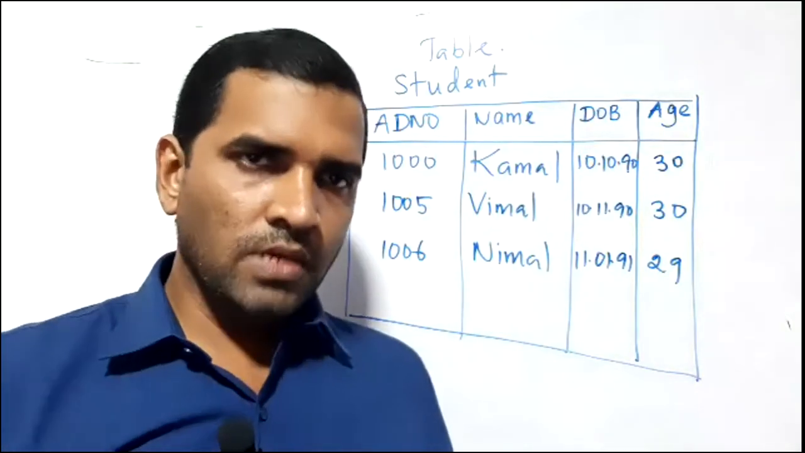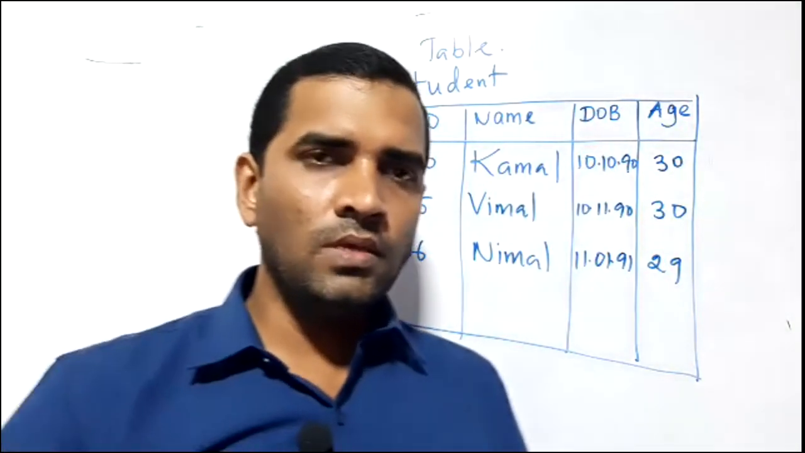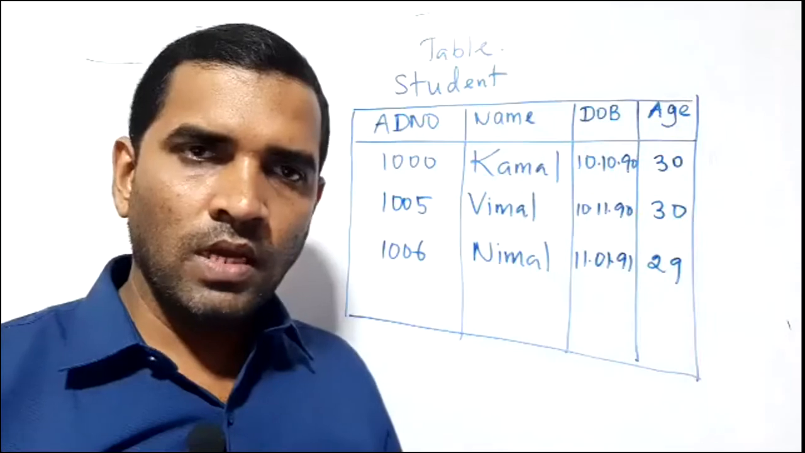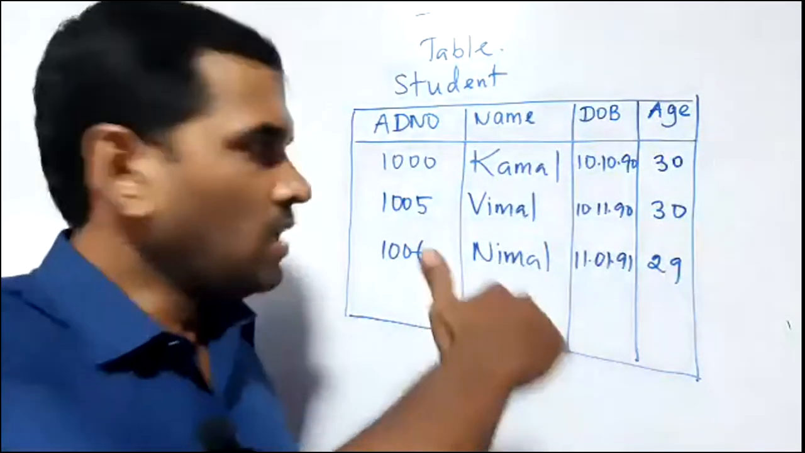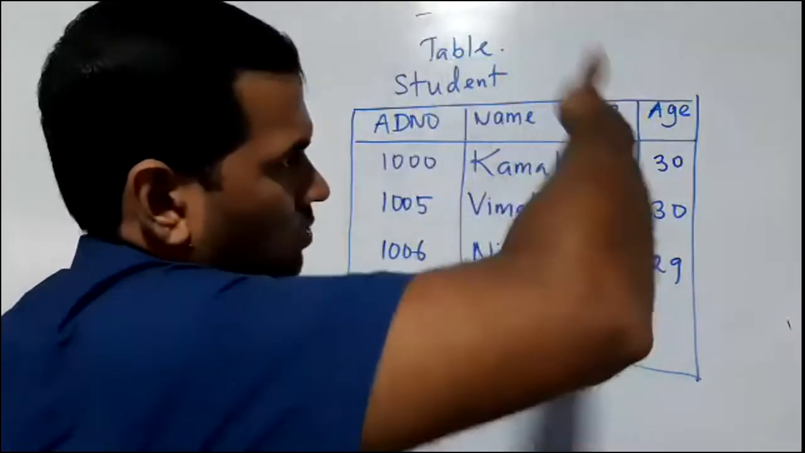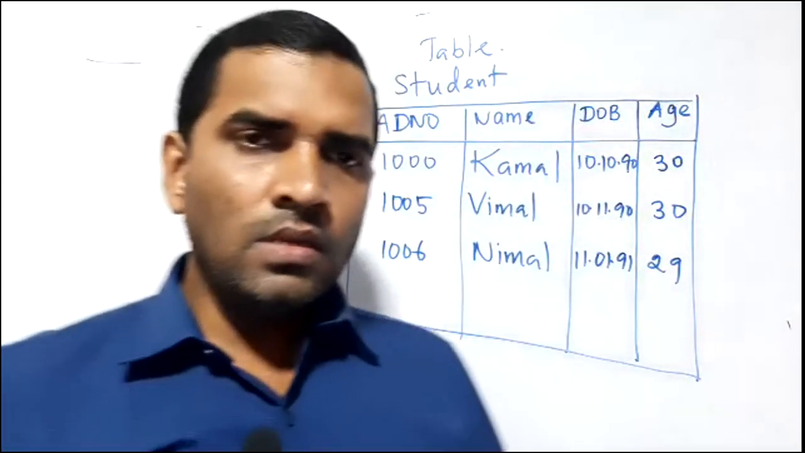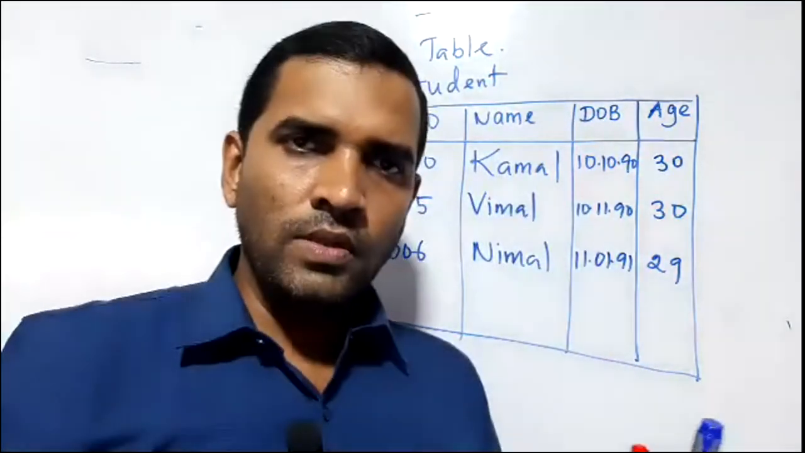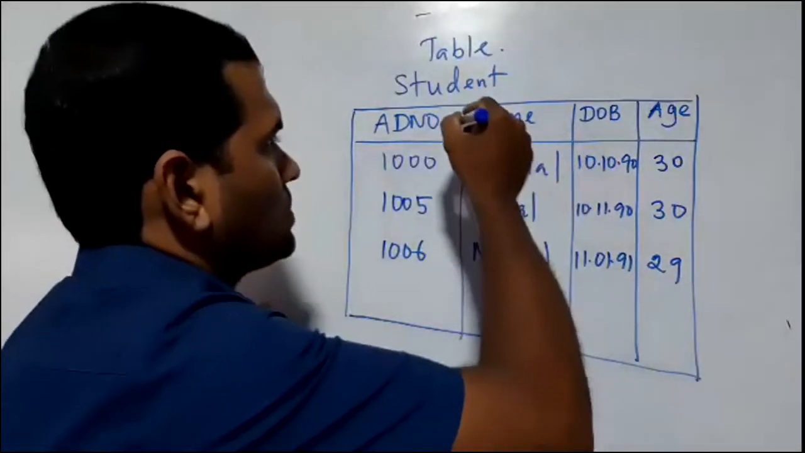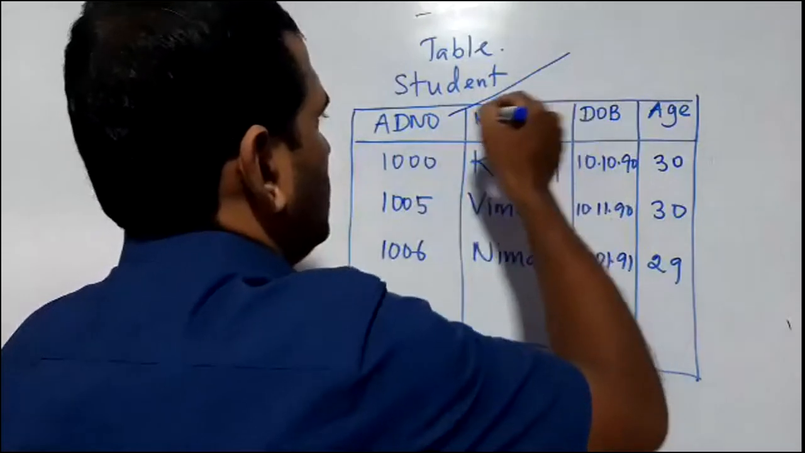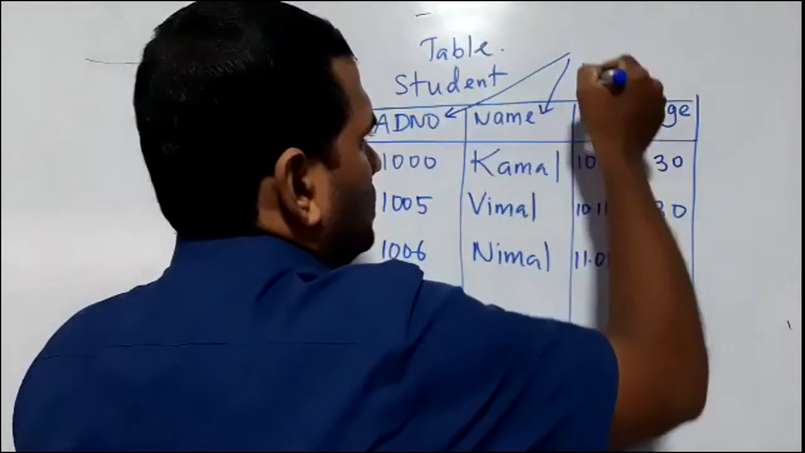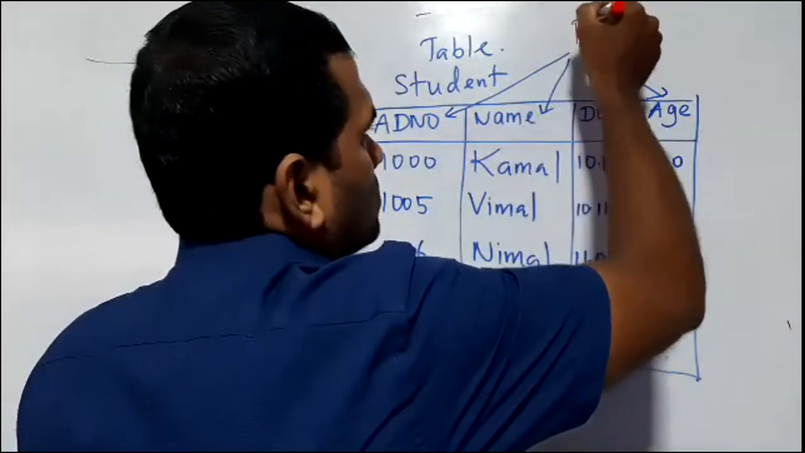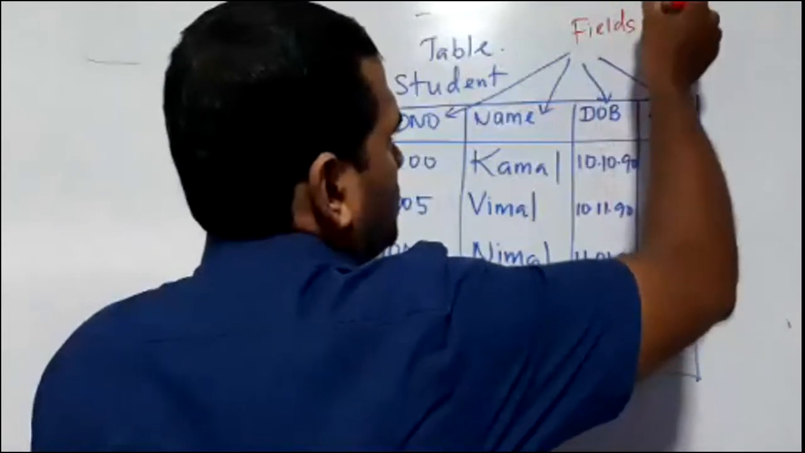So this is a typical table. This is how a table in DBMS looks, right? You have columns and also rows. You have 3 rows and 4 columns. But in a database management system, the vertical components that you used to call columns are called fields. Here: admission number, name, date of birth, age. These columns are called fields. Sometimes called attributes.